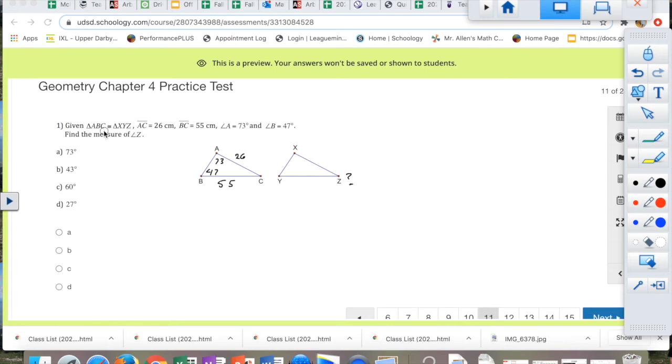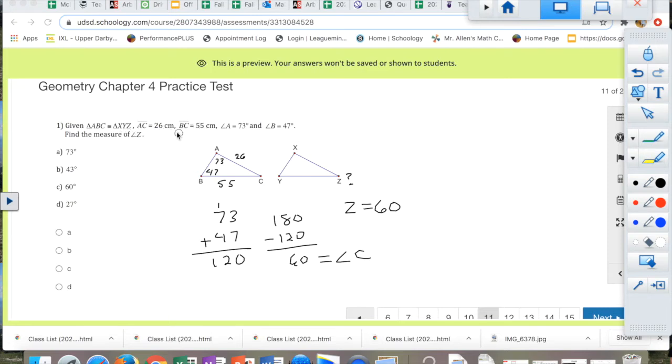Know that Z is the same as C. C and Z are the same. So I'm going to use triangle sum again. I'm going to add up 73 and 47. That gives me 120. That means C, after I subtract that sum from 180, is 60 degrees. So if C is 60 degrees, that means Z is also 60 degrees, because from your congruence statement, A is congruent to X, B is congruent to Y, C is congruent to Z.